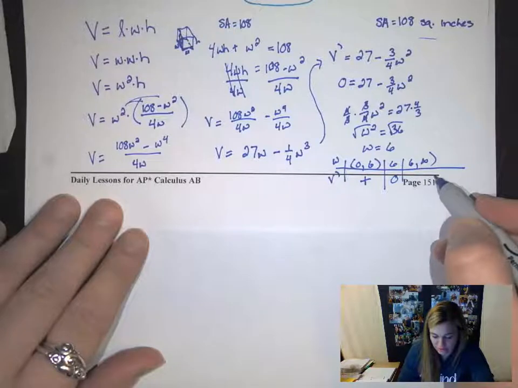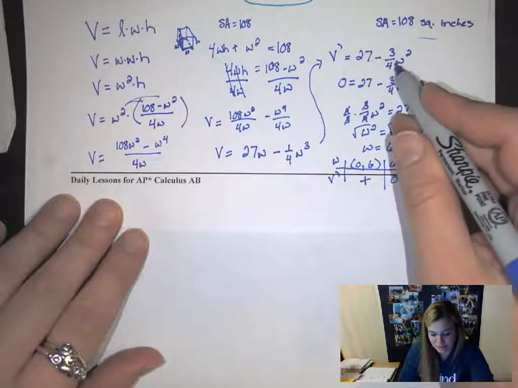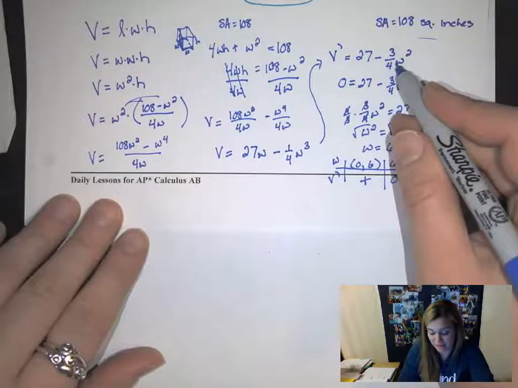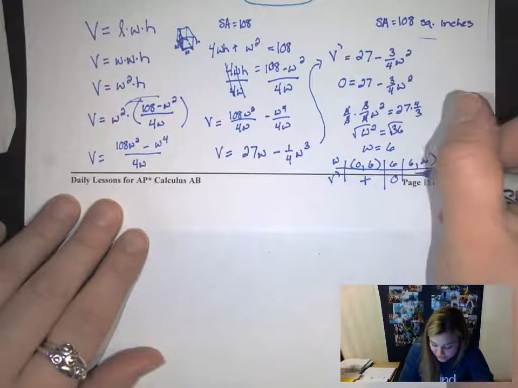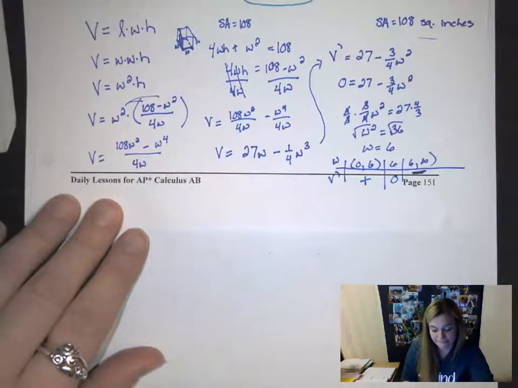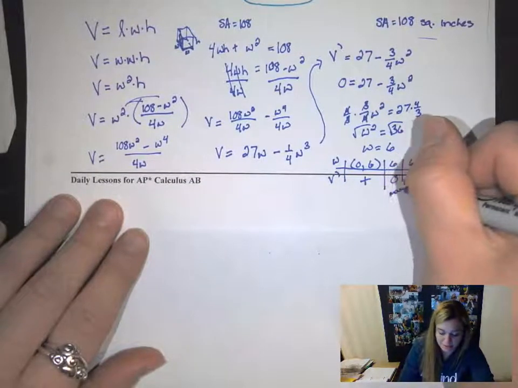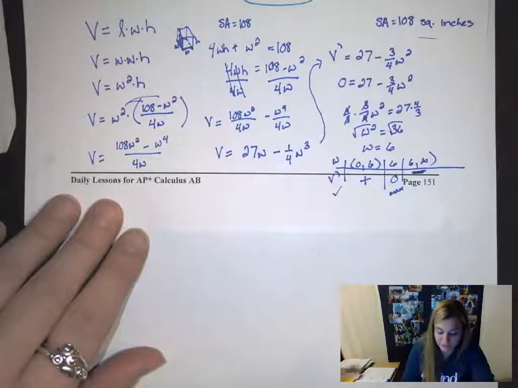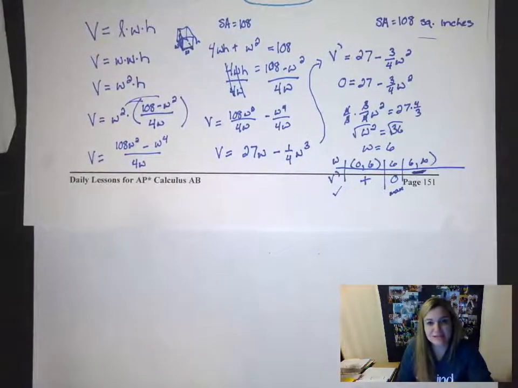Pick 2,000. 2,000 squared times negative 3/4 is going to be negative, plus 27 is still going to be negative. Yes. V does have a max. And then you just have to answer the final question.